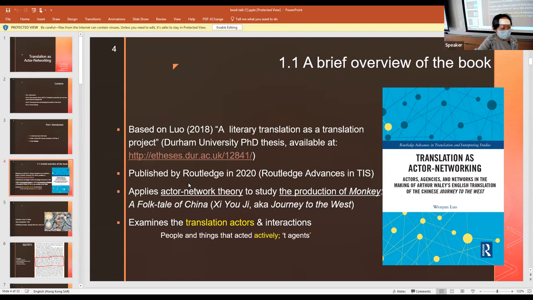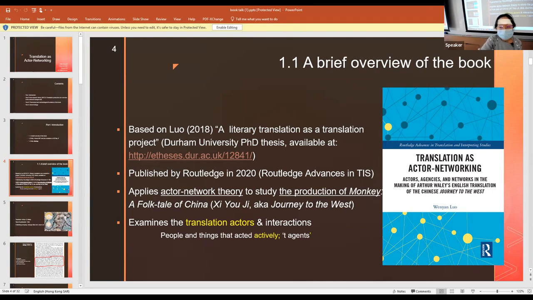In this book, I examined the translation actors and how they interacted in the process of producing Monkey. I will later explain what actor means in ANT, and for now, to give you a general impression, by translation actors, I refer to the people and things that worked or acted actively in the production process of the translation. And by actively, I mean they contributed either negatively or positively to the production process, non-neutral. Some ready examples of translation actors include the translator, the publisher, the editor of any translation.